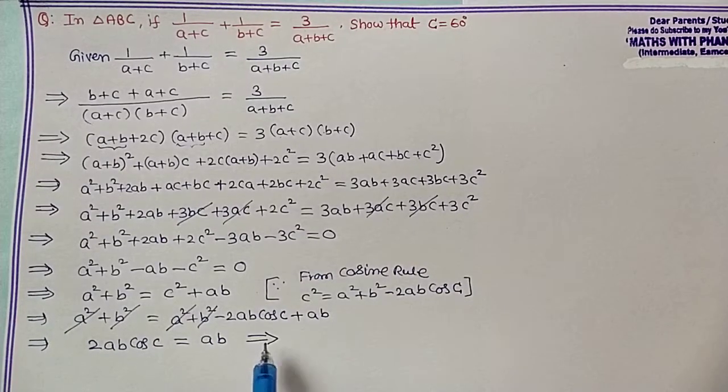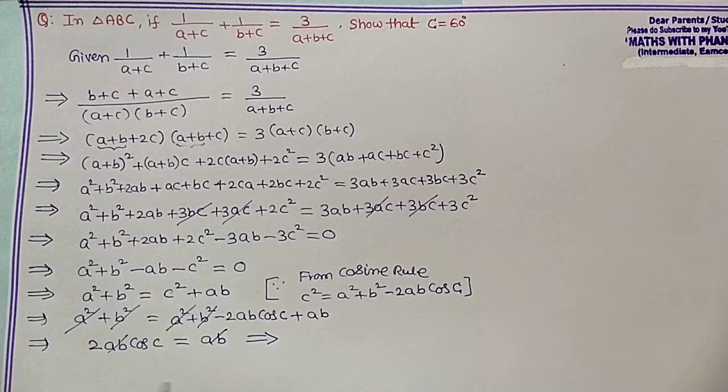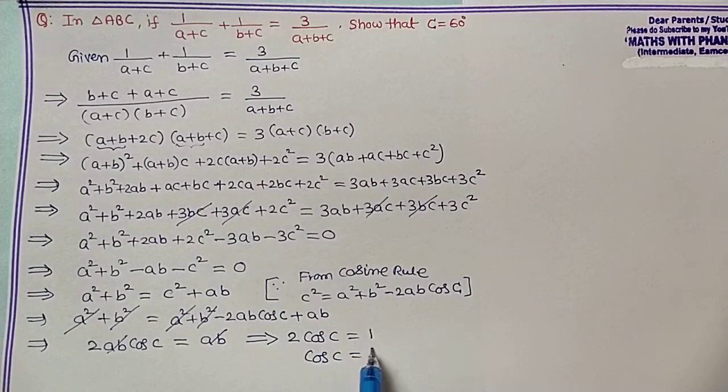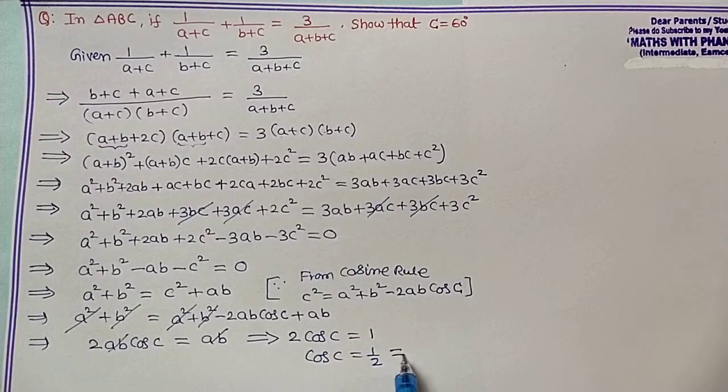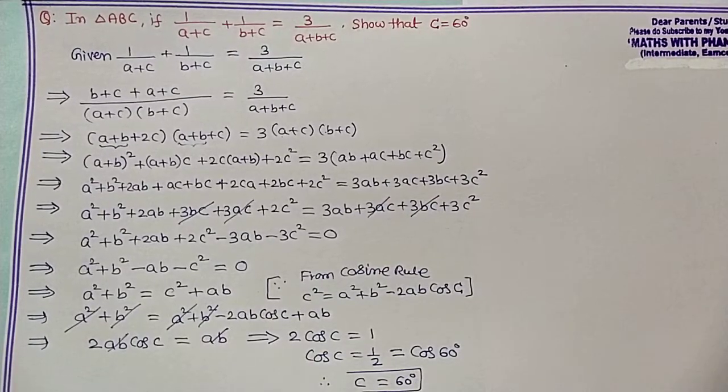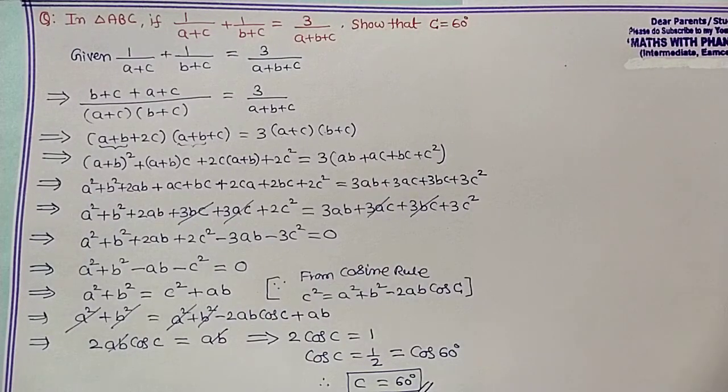That implies on both sides ab gets cancelled. 2 cos c is equal to 1. Cos c equal to 1 by 2. 1 by 2 in terms of cos 60 degrees. Now by comparing, c is equal to 60 degrees. Hence the result.